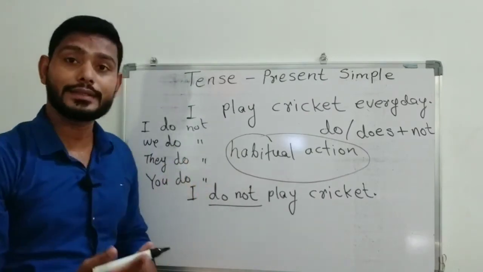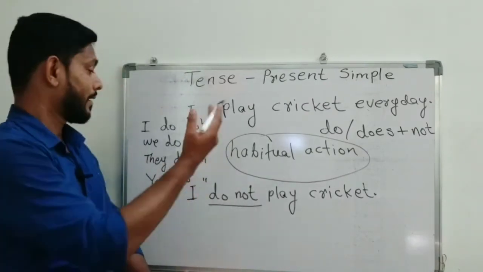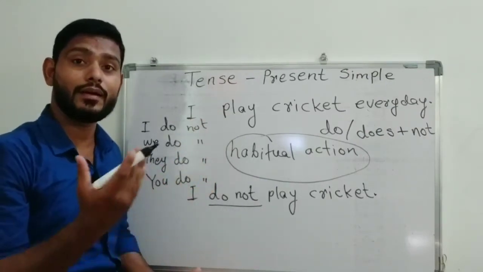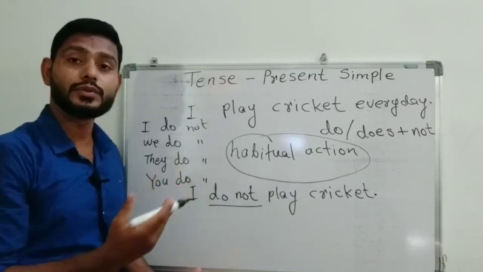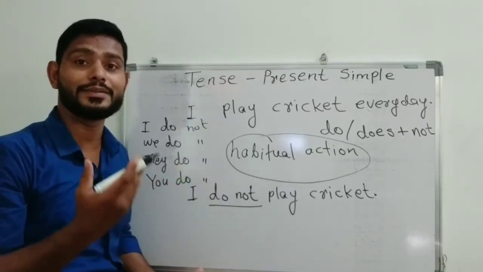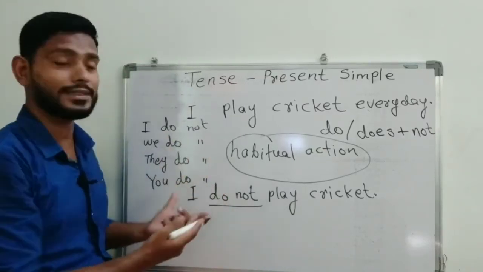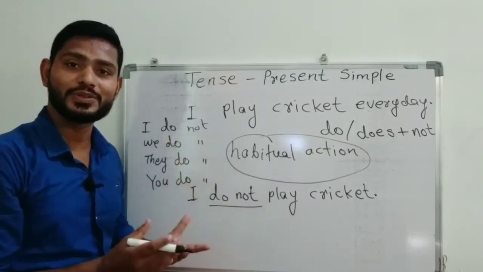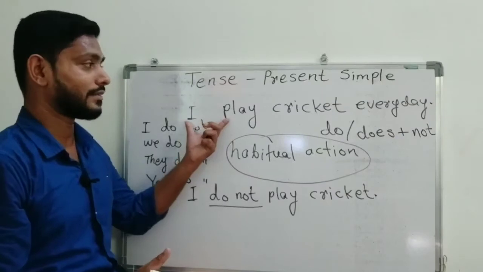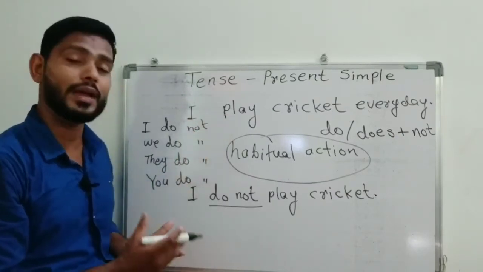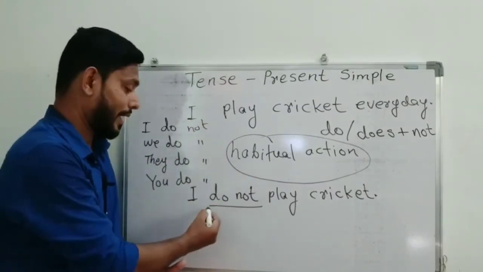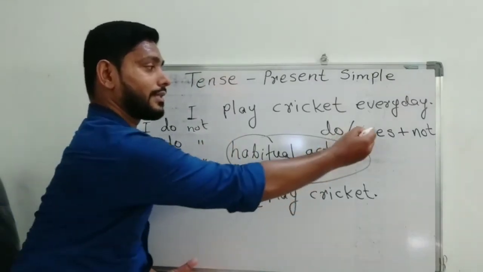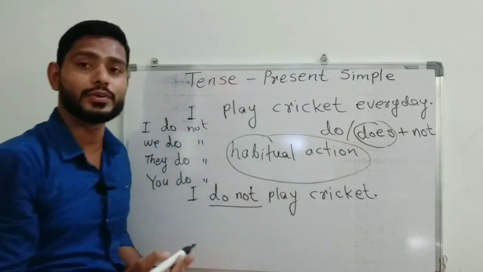I do not attend online class every day, we do not play together, they do not come on time, you do not listen properly. So this is the sentence that we can make into negative. Okay, so hope this is very clear to all of you. So this is the structure of a positive sentence, and how can we make that into negative? By adding do not. Okay, so let's come to understand how does is used.